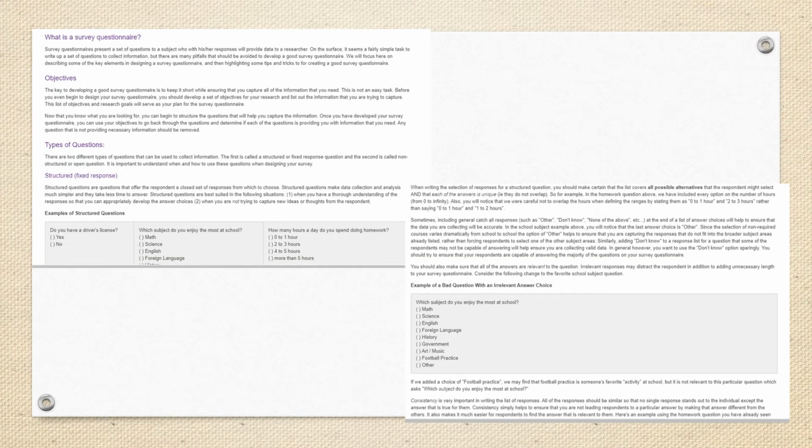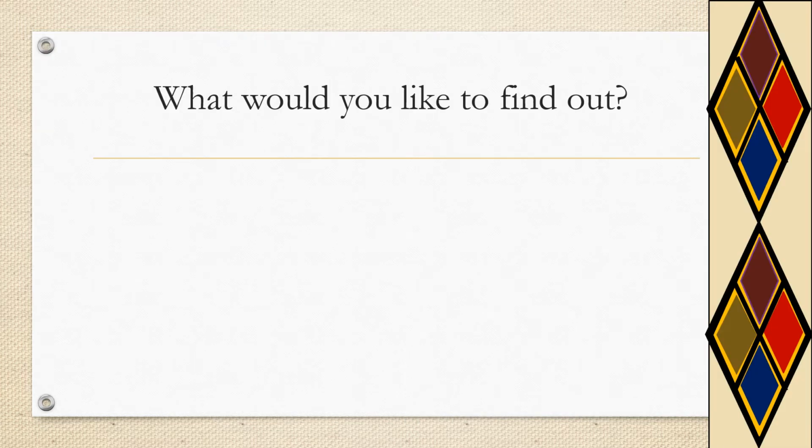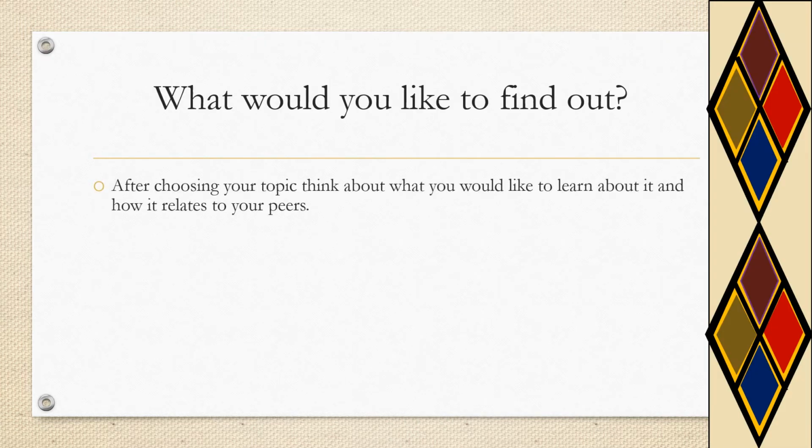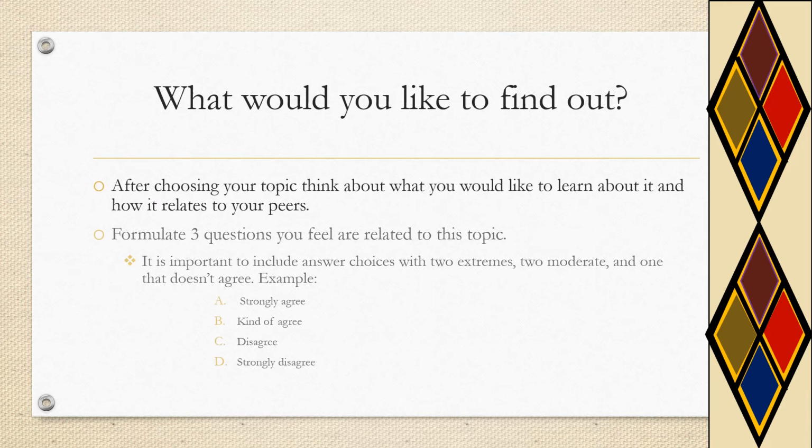Here are some examples on how to write survey questions. What would you like to find out? After choosing your topic, think about what you would like to learn about it and how it relates to your peers. Formulate 3 questions you feel are related to the topic. It is important to include answer choices with 2 extremes, 2 moderate, and 1 that doesn't agree. Example, A, strongly agree, B, kind of agree, C, disagree, and D, strongly disagree.